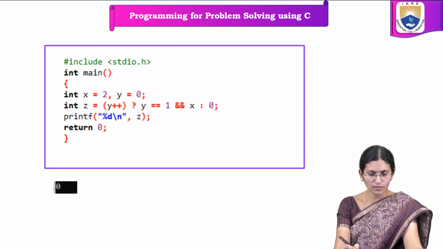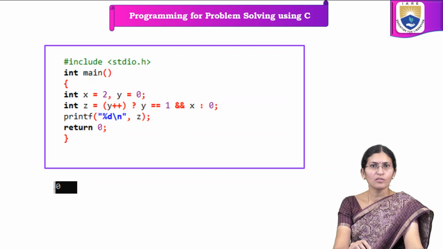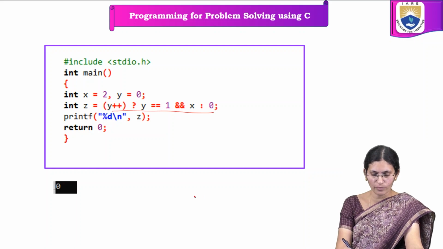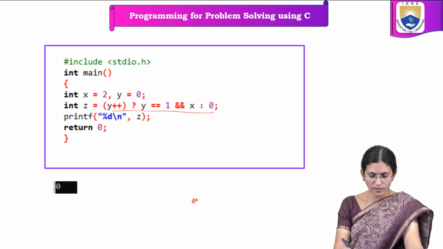Next one is this expression, where we have a conditional operator, that is the ternary operator. We have seen the syntax for the conditional operator. Here we have the condition, followed by expression 1 and then expression 2.